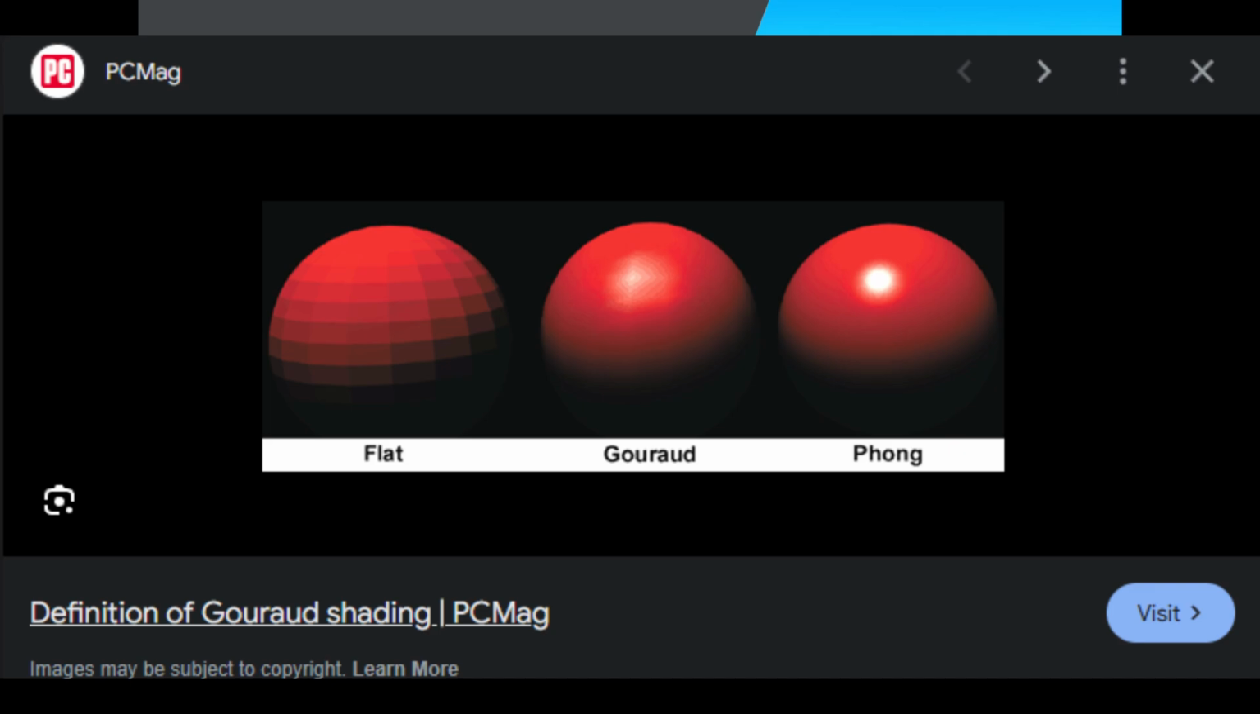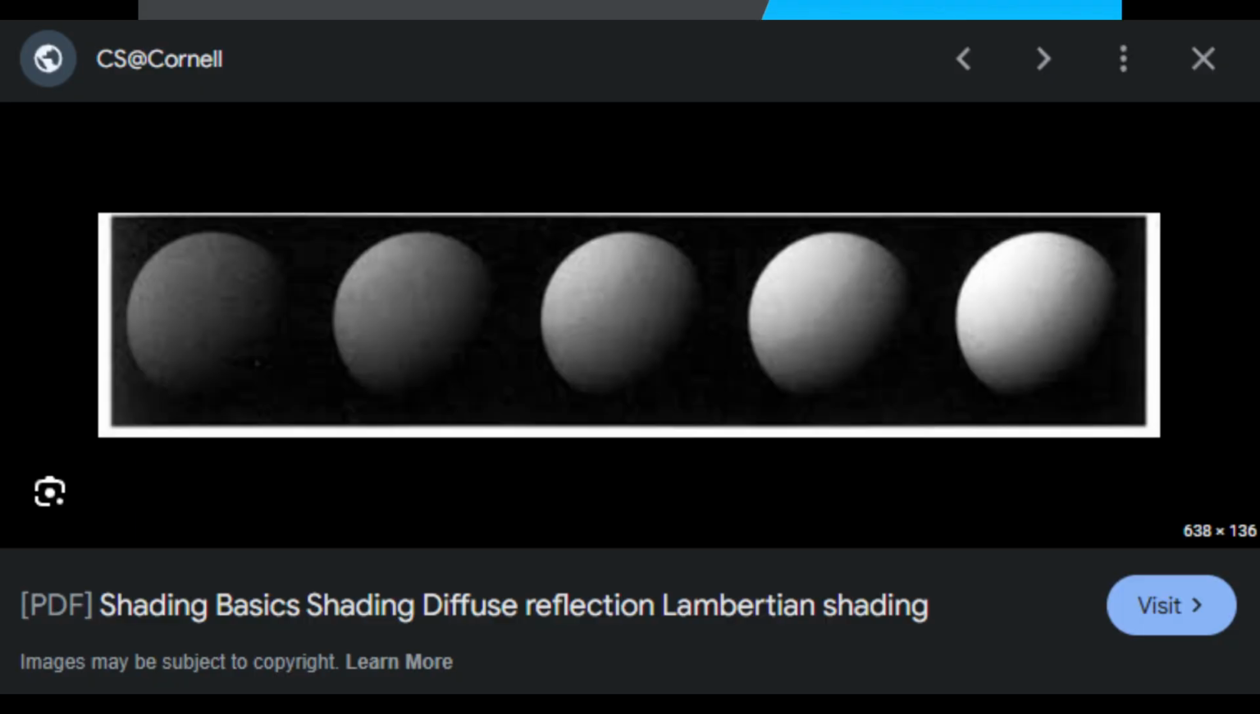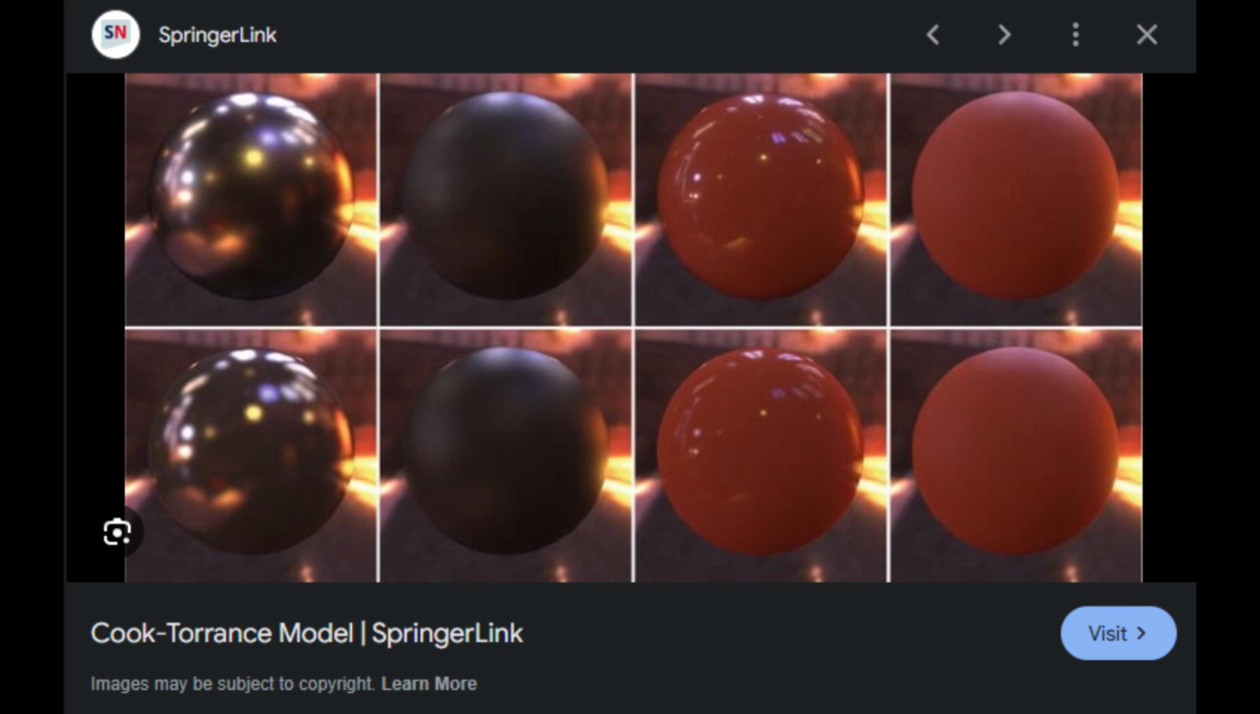Next one, Lambertian shading. This is a simple model that assumes a perfectly diffuse surface where light is scattered uniformly in all directions. Next one, the Cook-Torrance shading model. This is a physically based shading model that accounts for microfacet surfaces, providing realistic reflections.